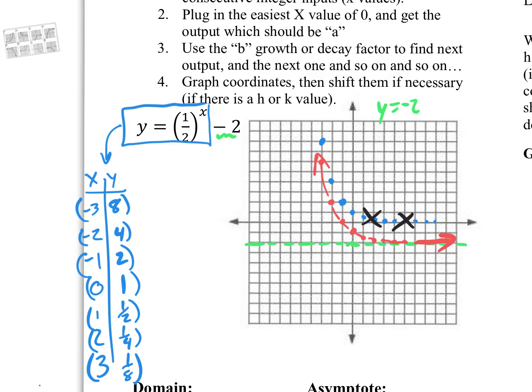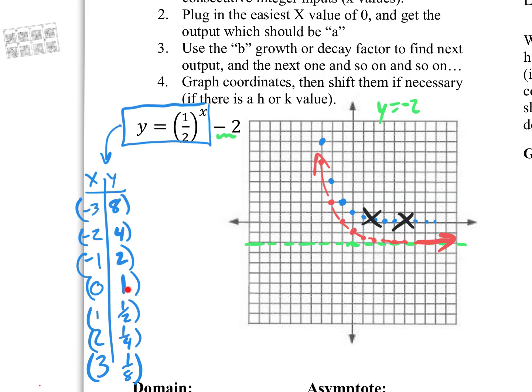We ignored the K, came up with some XY values, used consecutive integer inputs, took that input of 0, got out 1, multiplied the 1 times half, got half, multiplied it by half, you get a fourth, multiplied it by half, get an eighth. If you're confused with that stuff, you could just multiply with the calculator. 1 times half is half, half times half is a fourth with the calculator.